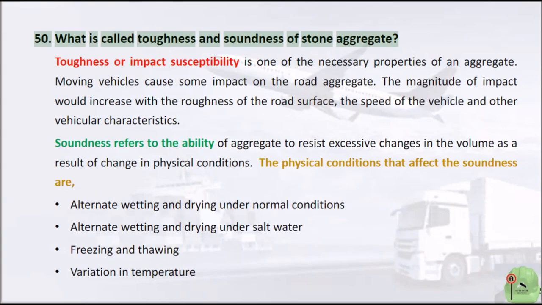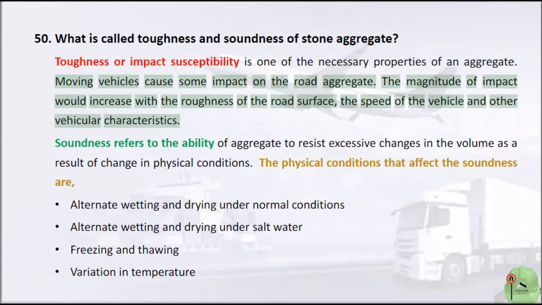What is called toughness and soundness of stone aggregate? Toughness or impact susceptibility is one of the necessary properties of an aggregate. Moving vehicles cause some impact on the road aggregate. The magnitude of impact would increase with the roughness of the road surface, the speed of the vehicle, and other vehicular characteristics.